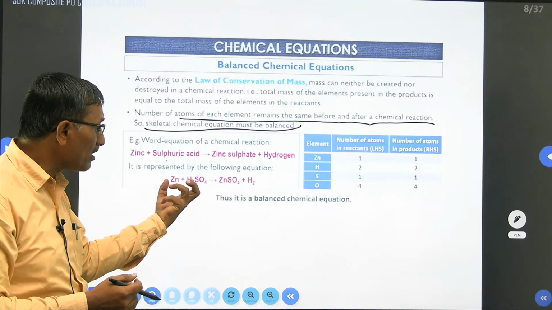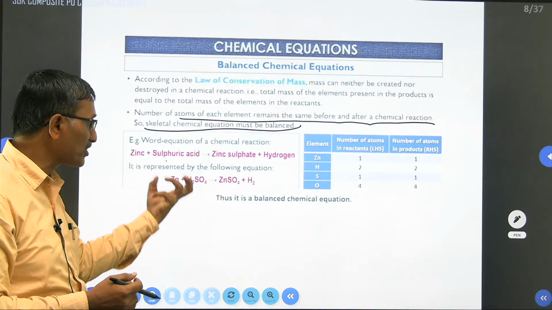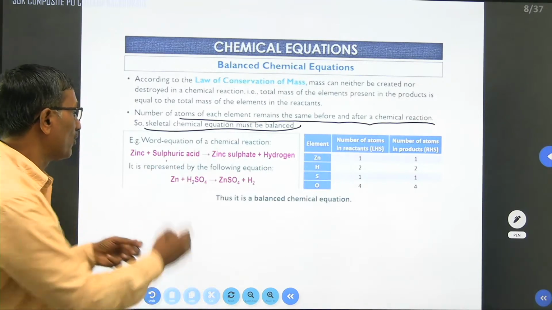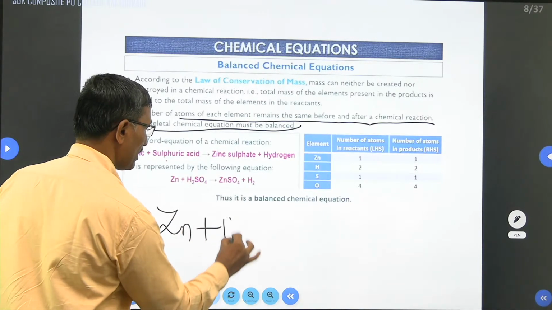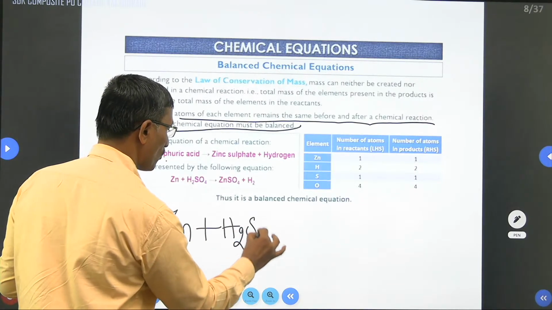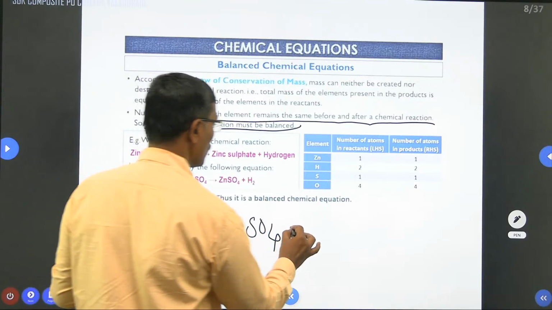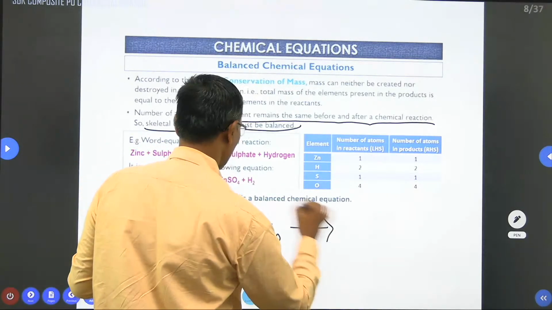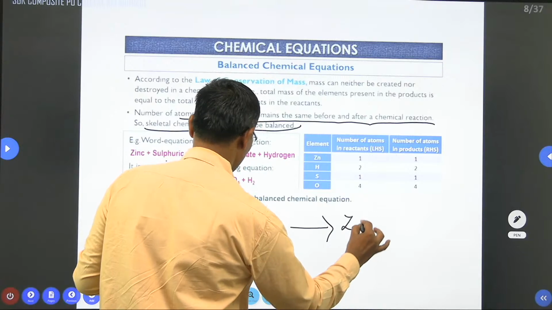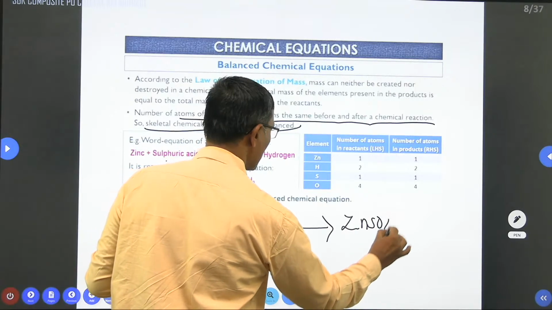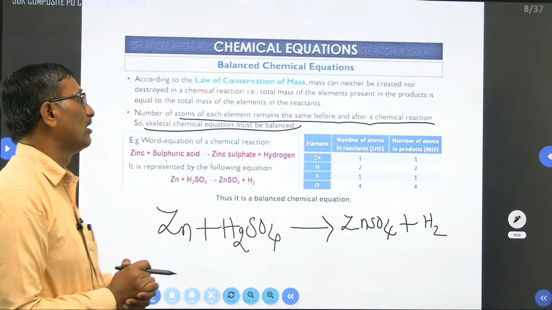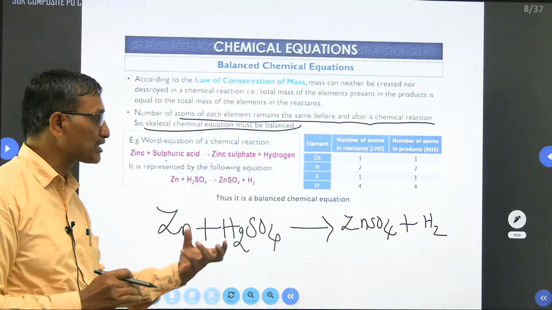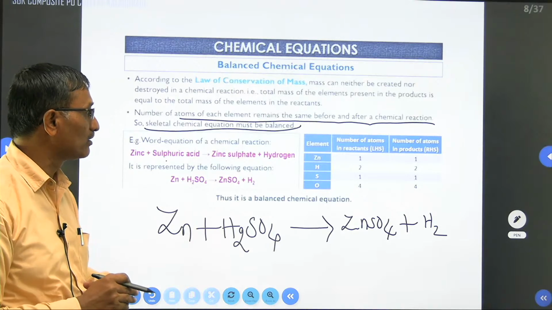So the word equation is converted into chemical equation form. What we came to know here: zinc is there, Zn plus H2SO4 gives rise to ZnSO4 plus H2. Now how to check, how to confirm whether it is a balanced chemical equation?